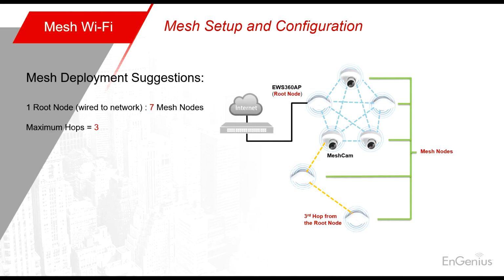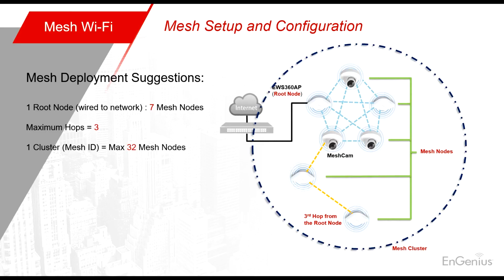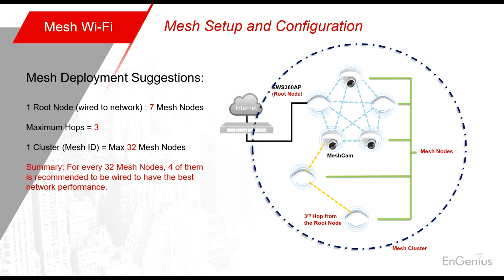Currently in one mesh cluster, or for every mesh profile or mesh group, you can have a total of 32 mesh nodes. Of course, if you have that number of mesh nodes interlinked with each other, we recommend having at least 4 of them wired to have the best performance possible. Also, the more wired nodes or root nodes that you have on your network, the better your network structure is when it comes to failovers. So let's say one of your root nodes goes out, at least there are still other root nodes available on the network to get the data.